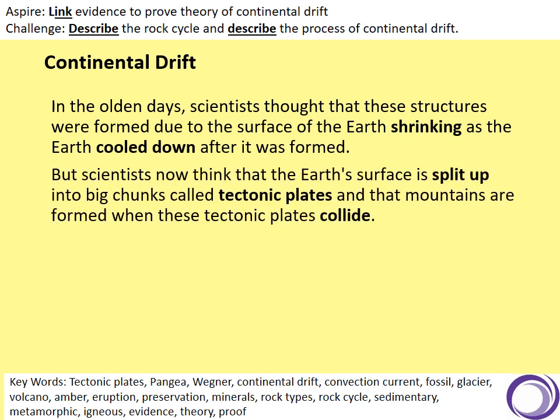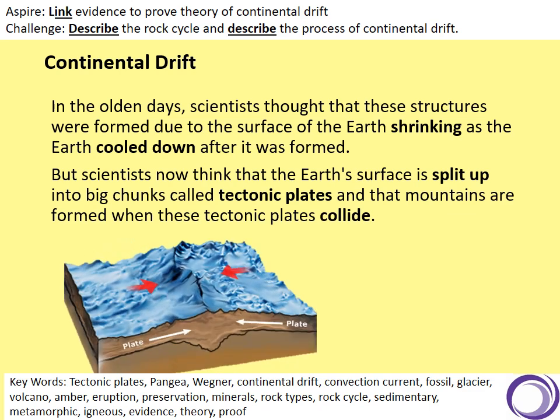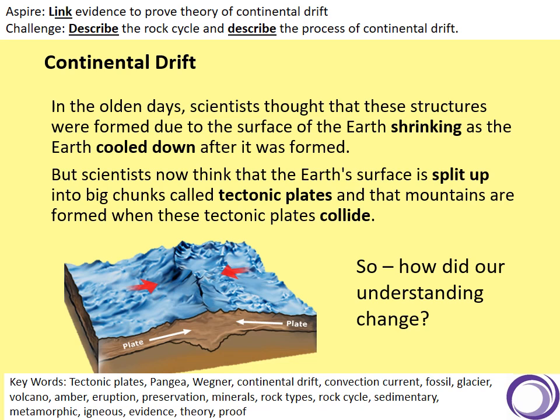But now, of course, scientists think that the Earth's surface is split up into these big chunks called tectonic plates, and mountains are actually formed when those tectonic plates collide. So how did we get from our original understanding to our modern day theories? How did our understanding change?